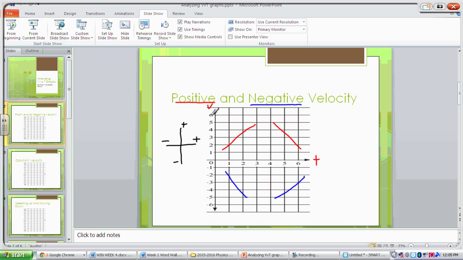So in this problem, looking at this, these values that are above 0, that just means that the object is moving to the right or forward, and the blue lines here represent maybe an object that was moving backwards to the left, okay?